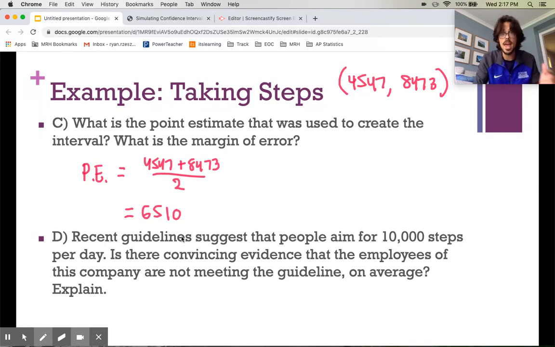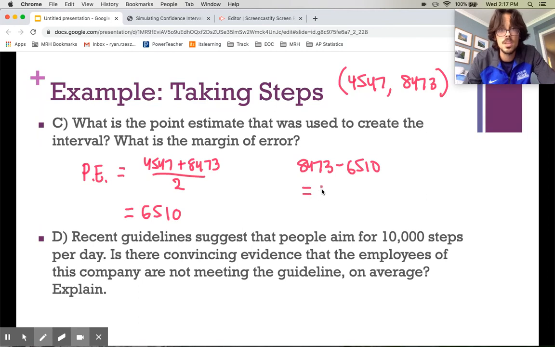So that must have been their X bar, their average when they did their 50 employees and took their average in the study. The margin of error goes from the middle to the edge of your interval. So all I'm going to do is take my middle right here and subtract one of these. Doesn't even matter which one. If I subtract this number right here, 8473 minus 6510, that is a margin of error of 1963. So it's not that bad to find these things algebraically if you understand what they're saying. All right, last thing.